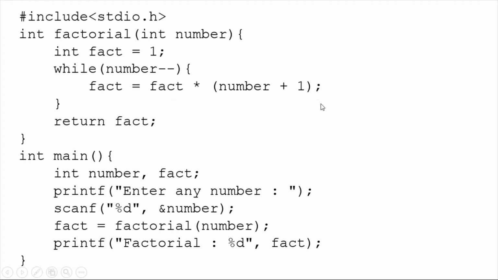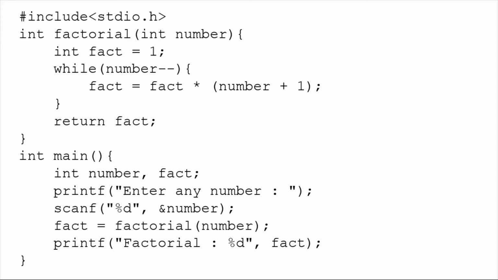Now while number minus minus means while the number can be decremented, the loop will run. This while condition will become false when the number is 0, as 0 can't be decremented. So this is the terminating condition of the while loop, that is, it will exit the loop. So initially fact has value 1, the number can be anything, let's say 5. So 5 minus minus will become 4, then 3, then 2, then 1, then 0. So the multiplication sequence will be 4 into 3 into 2 into 1 into 0.